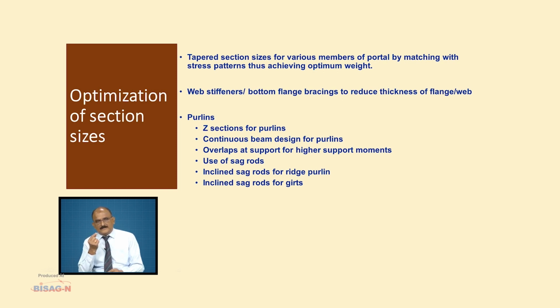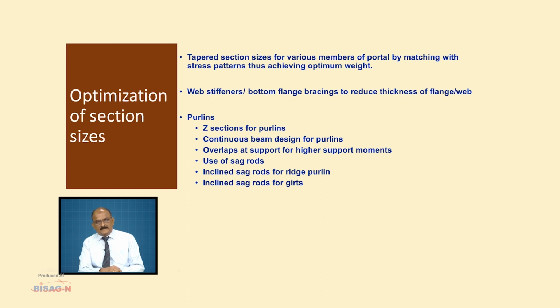Sometimes we can use a thinner plate by using stiffeners, flange bracings, or flange and web bracing. By providing stiffeners very intelligently, at the right place, we would be able to save a lot of steel by reducing the thickness of the members, and we also will be reducing the dead weight of the structure.